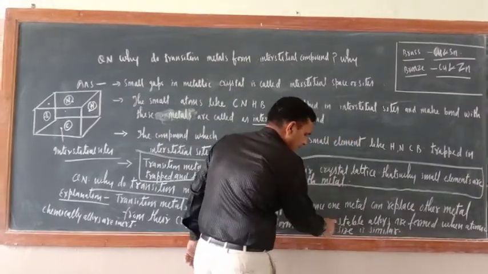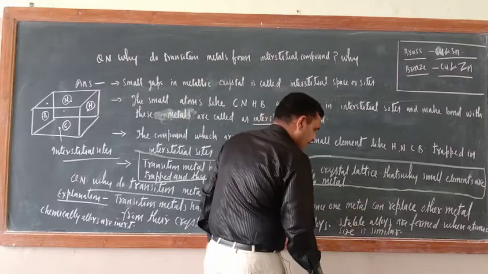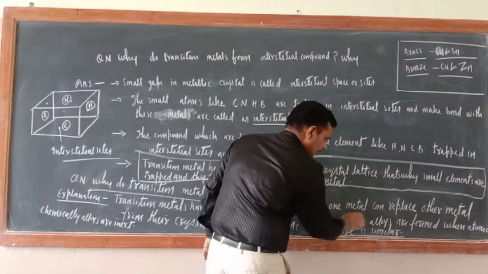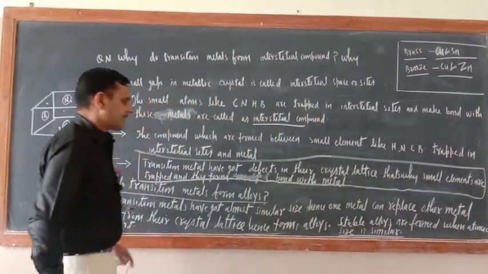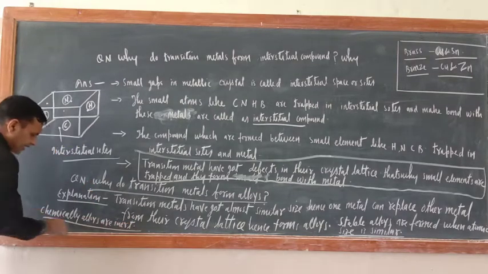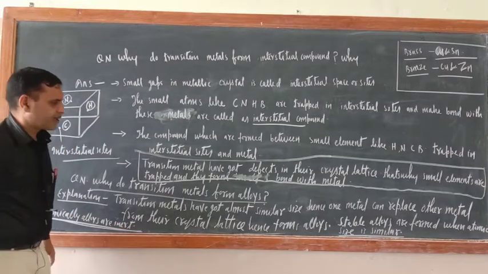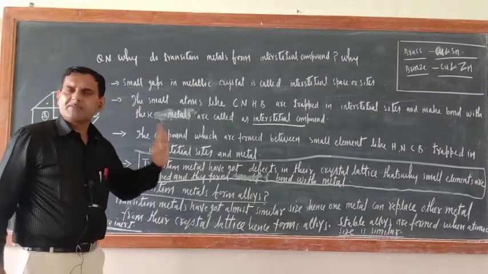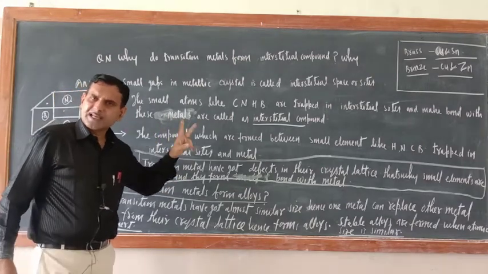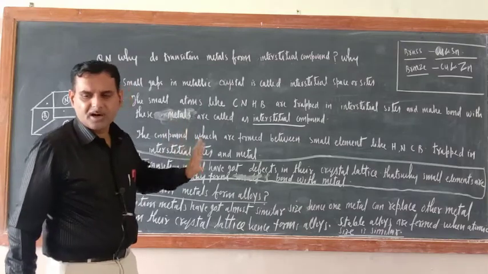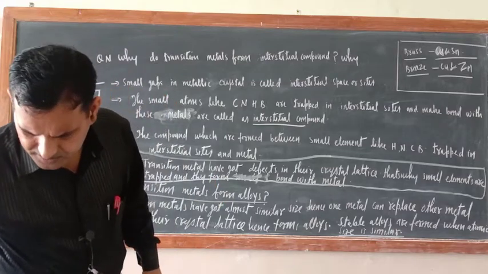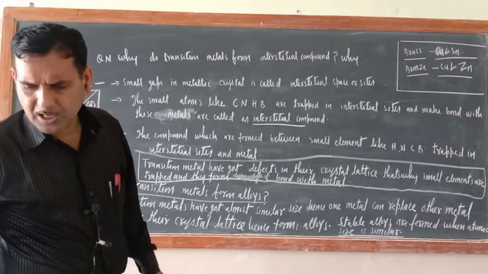Stable alloys form when atomic size is similar. Please write down this point. What is the meaning of this? Stable alloys are formed when atomic size is similar. Are you getting my point or not? Alloys are chemically inert. So always remember, the meaning of a stable alloy is that atomic size is similar. If atomic size is not similar, then a stable alloy will not form. So there are so many compounds, interstitial compounds also, and alloys also.